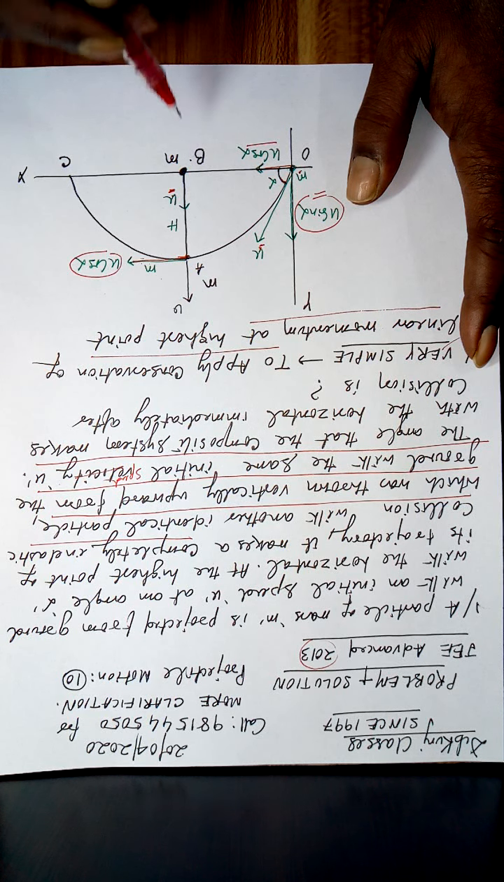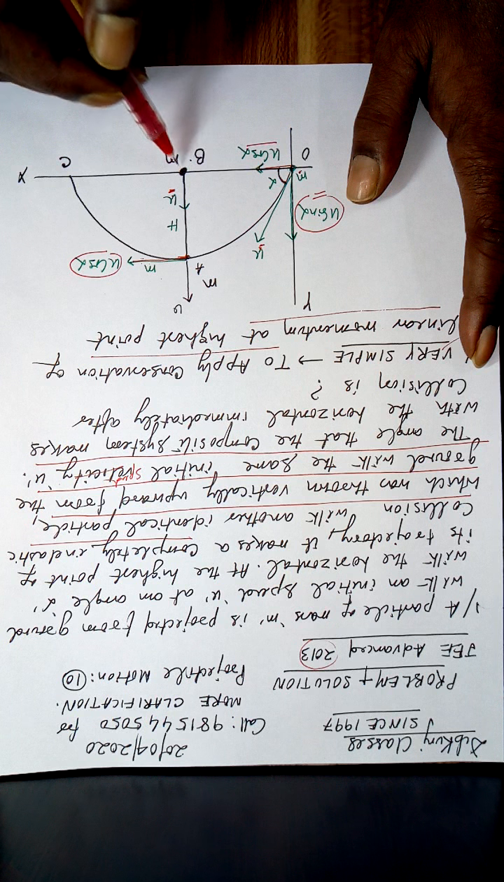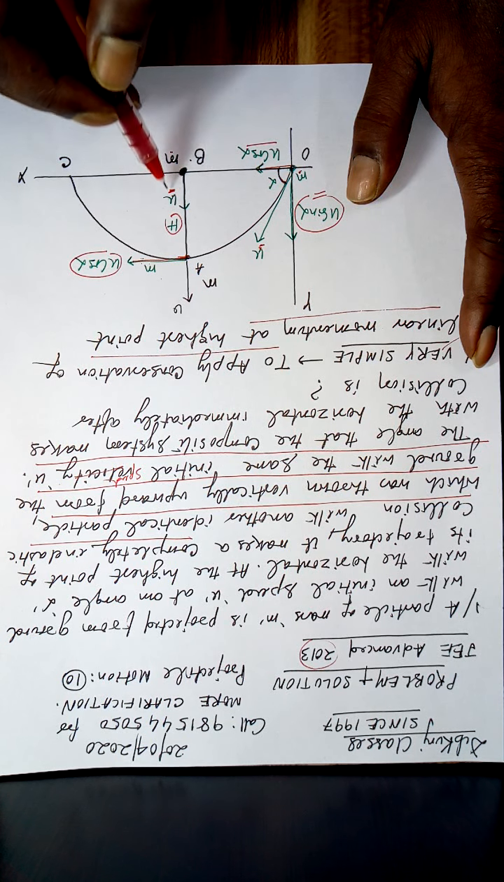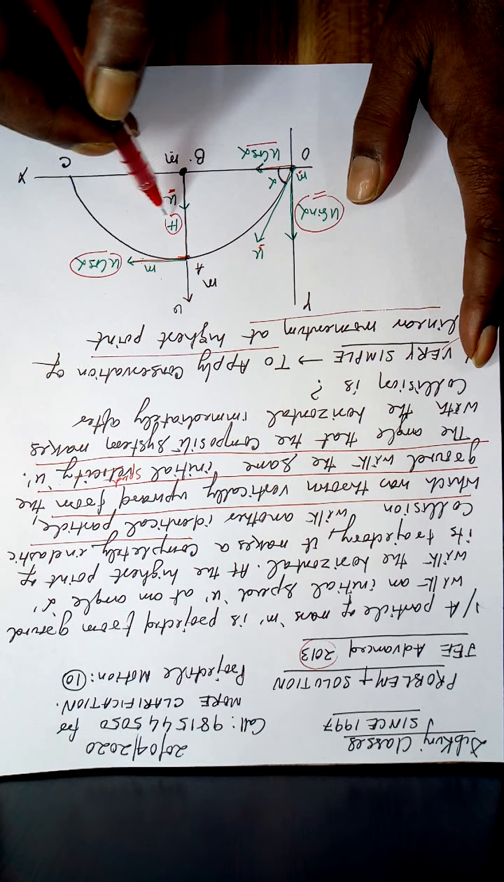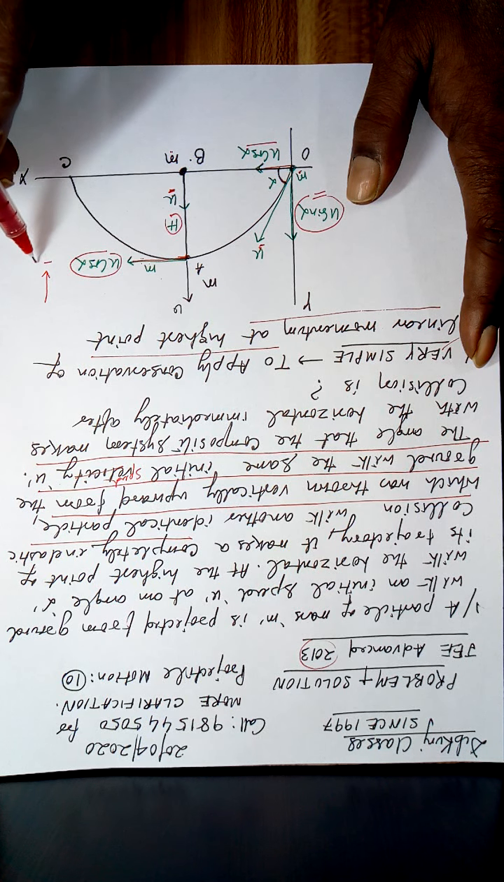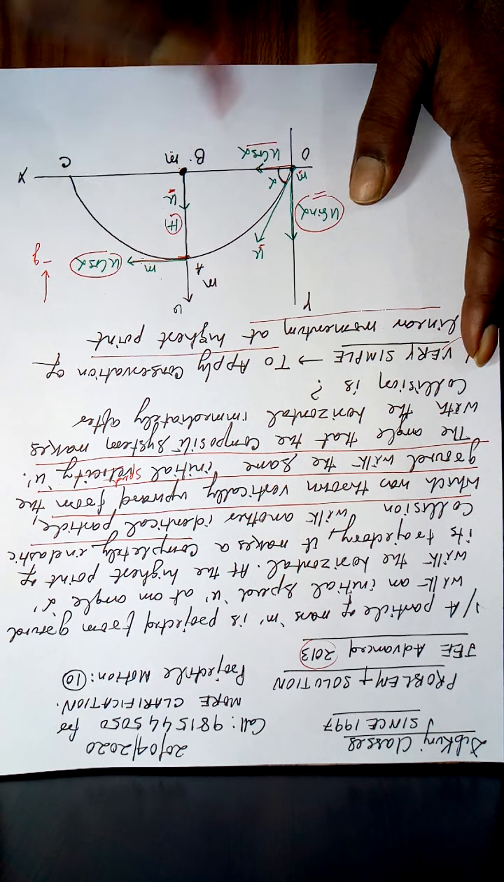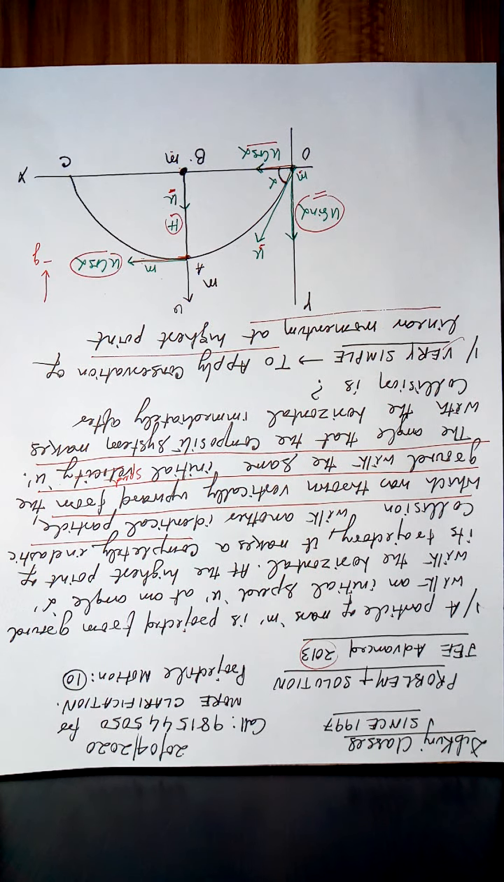Now what about this? When this m, written in black, arrives at A, covering a vertical height h against the acceleration due to gravity, let us see what will be its velocity at A.